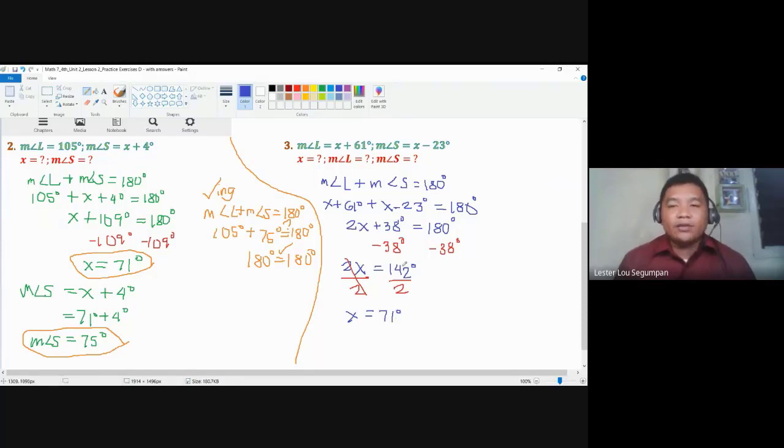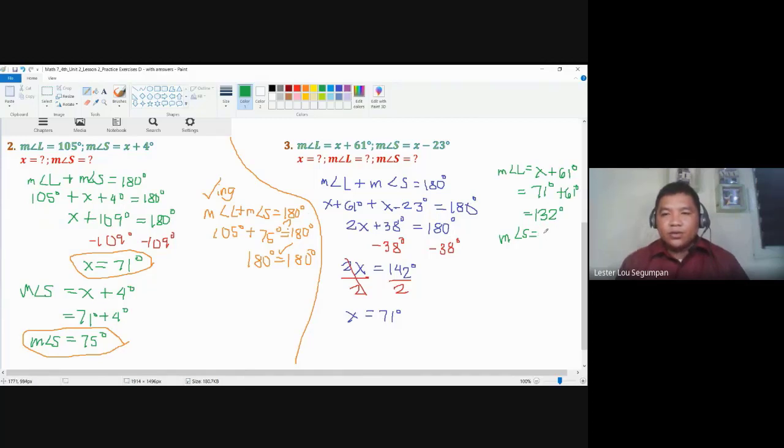This is the value that we will substitute into the given algebraic expressions for both angles, and we will check later if it satisfies the equation. The measurement of angle L is x plus 61 degrees, so you will have 71 degrees plus 61 degrees, which is 132 degrees. The measurement of angle S is x minus 23 degrees. X is 71 degrees minus 23 degrees, which yields 48 degrees. This is the measurement of angle S, and this was the measurement of angle L. Let's check.